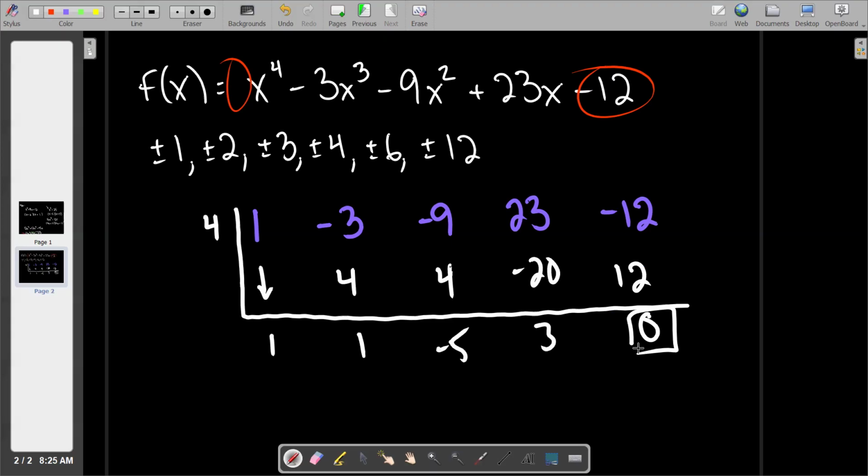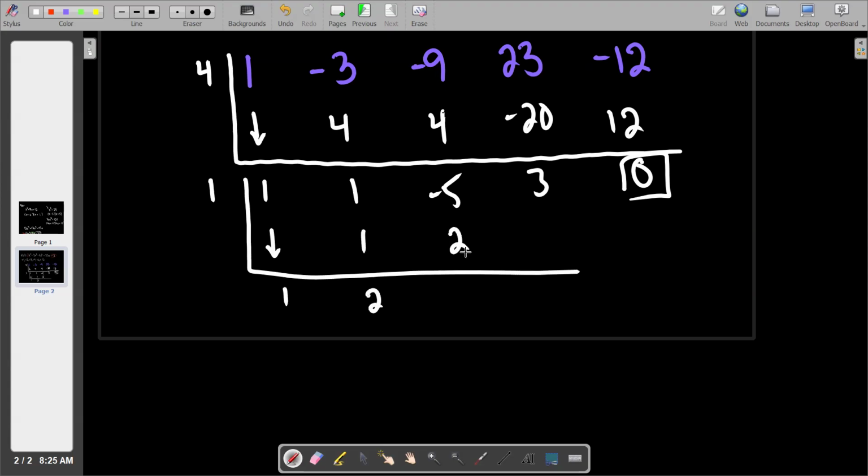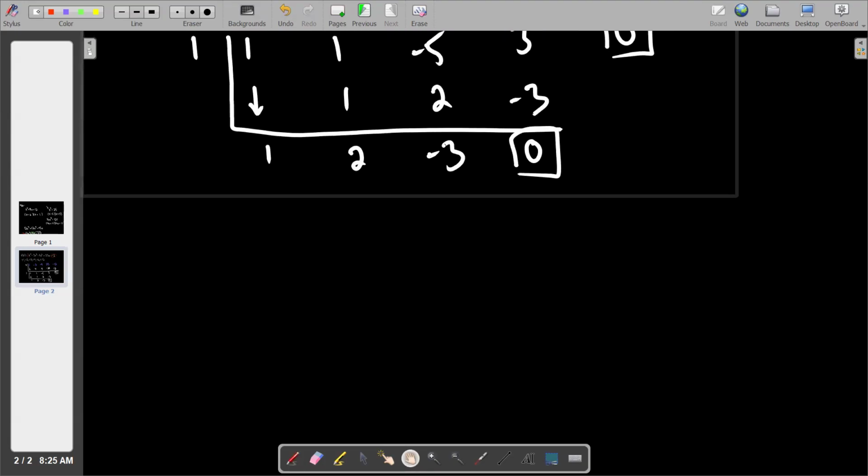1 works. Let's try a positive 1. We're going to synthetically staircase that thing down. 1, 1, 1, 2, 2, -3, spot on. And as you saw on yesterday's quiz, you're empowered at this point. You have options, which is nice. The 3 numbers that remain are the coefficients of a quadratic: x squared plus 2x minus 3.